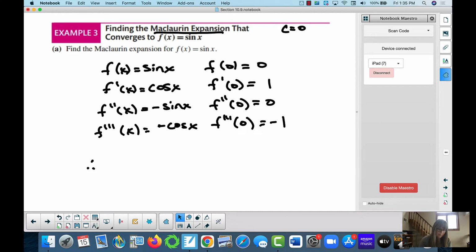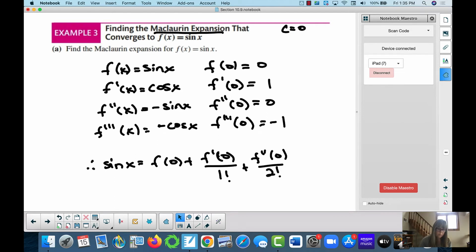So we can say that sine of x can be expanded into the Maclaurin polynomial to be f of 0 plus f prime of 0 over 1 factorial x plus f double prime of 0 over 2 factorial, oh, forgot my x squared, plus the third derivative of f over 3 factorial x cubed, and so on. That keeps going like that.